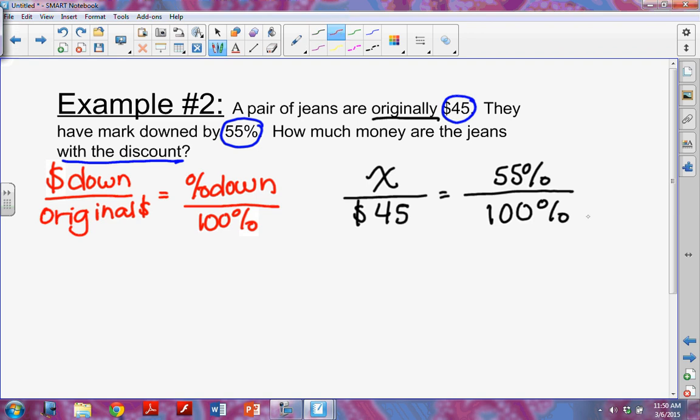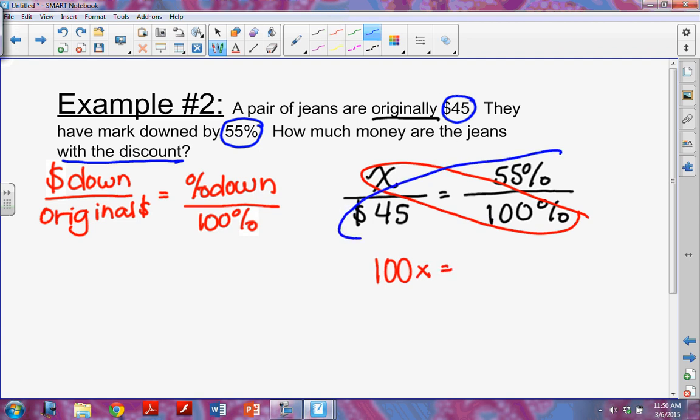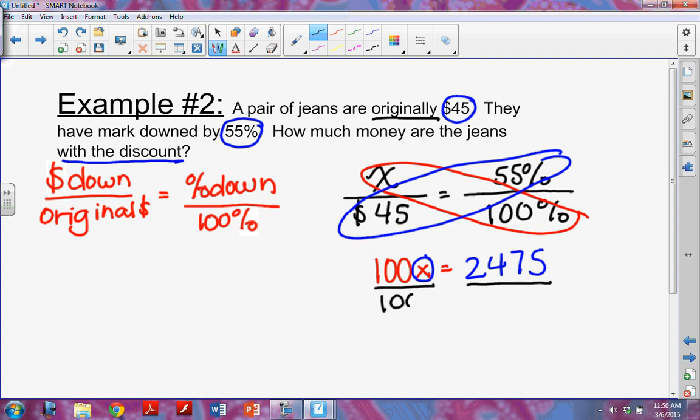So now I'm ready to cross multiply. So I have 100 times X, which gives me 100X is equal to 55 times the 45, which is 2,475. I need to get the X by itself, so I'm going to divide by what's with the variable, which is 100. So I'm going to divide each side by 100. Cross those out. So my X is giving me 24 and 75/100. We're talking about money, so I know that that's $24.75.